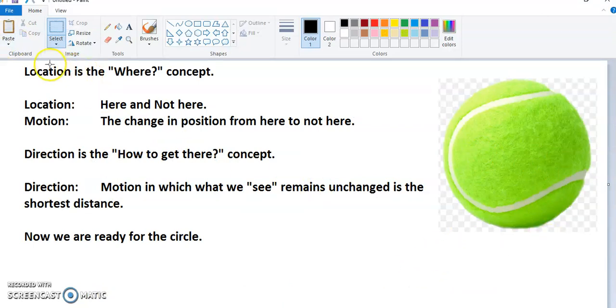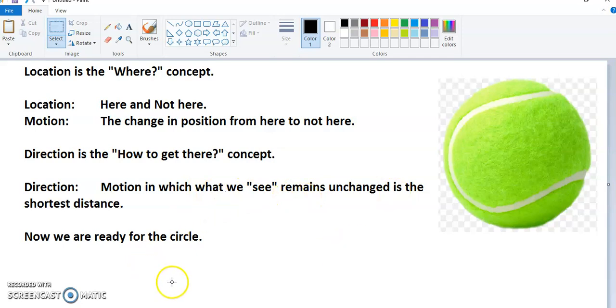So I showed you in the beginning that location is the where concept. In other words, where is it? And we can define it primitively as either here or not here. And then I showed you also the definition of motion is just the change in the position. In other words, from here to not here, or from not here back to here, if we know where here is. So these are all primitives. And then the primitive of direction is a motion in which what we see remains unchanged.